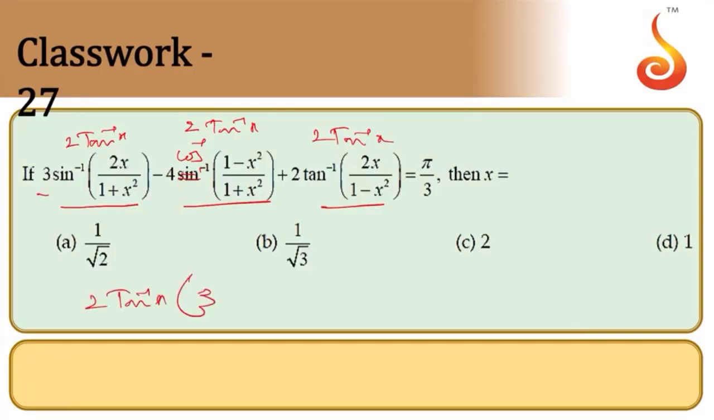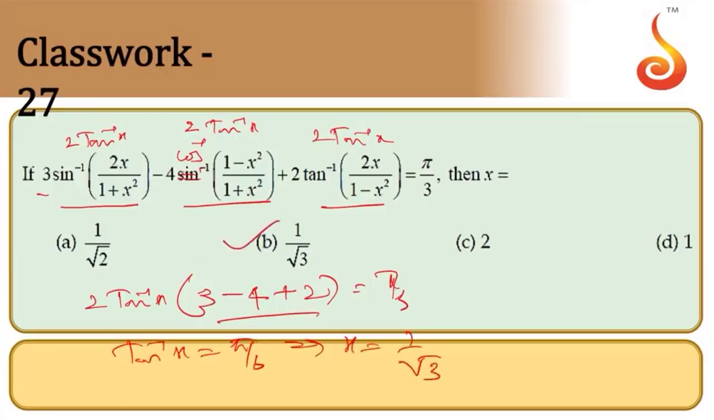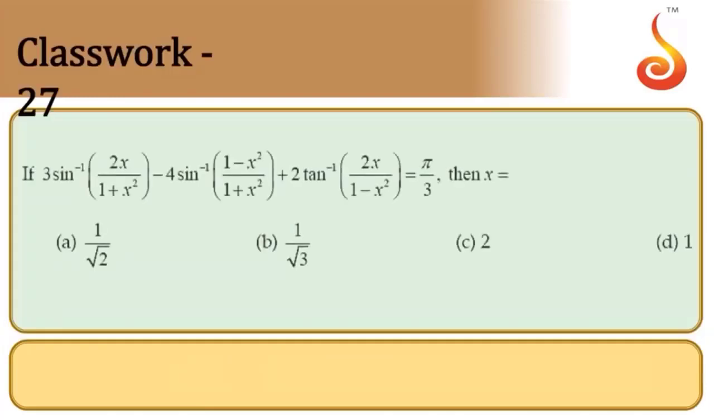When I take 2 tan inverse x common, here it is 3 times 2 tan inverse x minus 4 times 2 tan inverse x plus 2 is equal to pi by 3. And this happens to be 1, so tan inverse x is equal to pi by 6. So the answer is x is equal to 1 by root 3. Answer. So let me consider the next one.